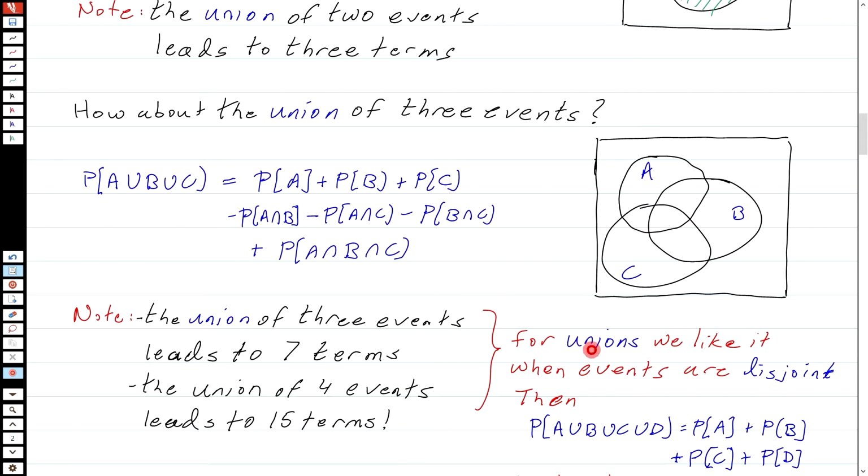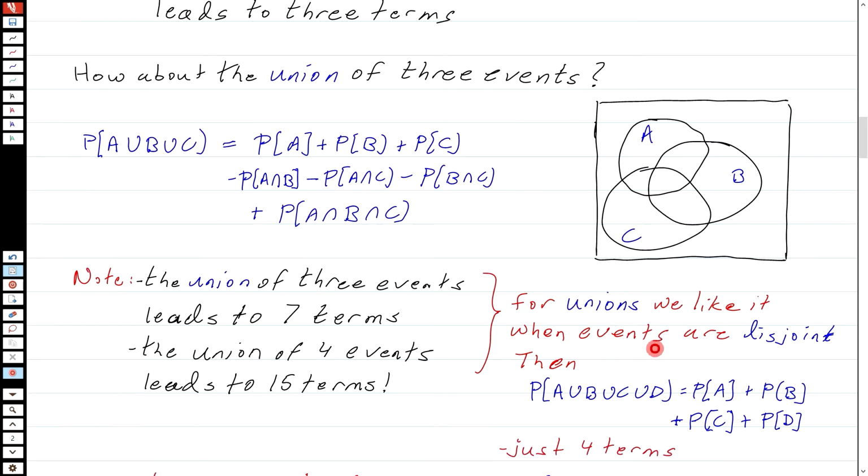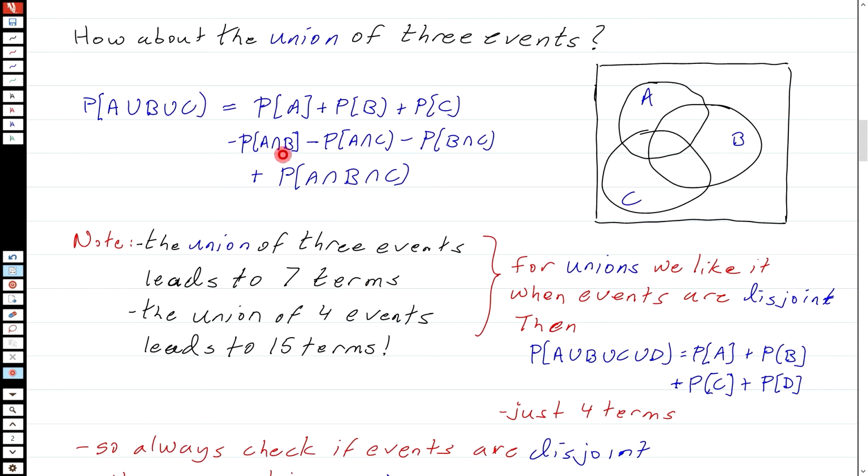And so for unions, we really like it if the events are disjoint, because if the events are disjoint, then all of these intersection terms are zero. They are the probability of the null event. And in fact, then the probability of the union of four things just becomes the sum of the four probabilities. So whenever I see a union, that's the first thing I ask: are those things disjoint? And if they are disjoint, I can just add up the individual probabilities, and I'm all set.